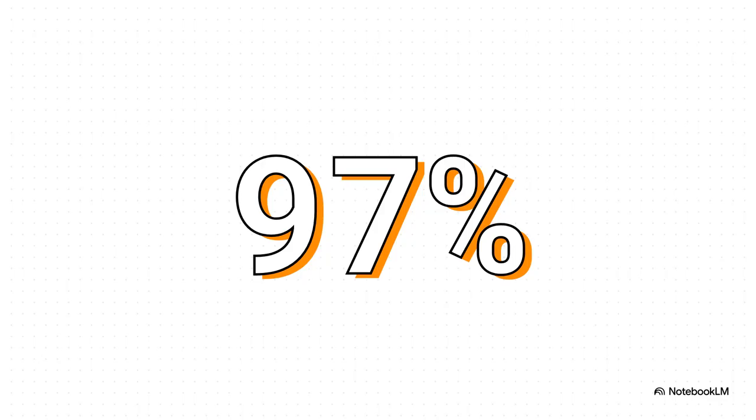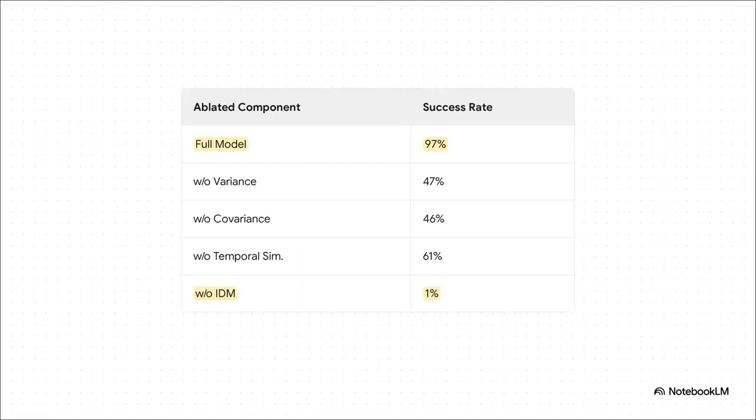97%. Just let that number sit there for a second. It's the kind of number that makes you lean in and really pay attention. What could that possibly be? Well, that's the success rate of the full EB-JEPA model on a really tricky navigation problem. But the truly amazing part is what happens when you start taking away key pieces of the model. You take out the parts that help it learn diverse features, and boom, success plummets down to the 40s.